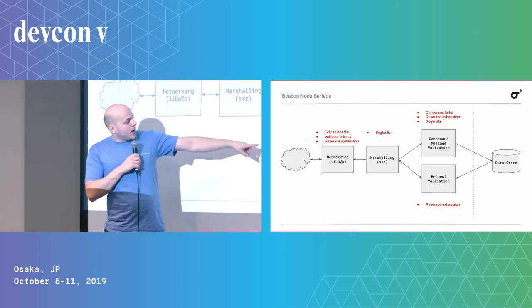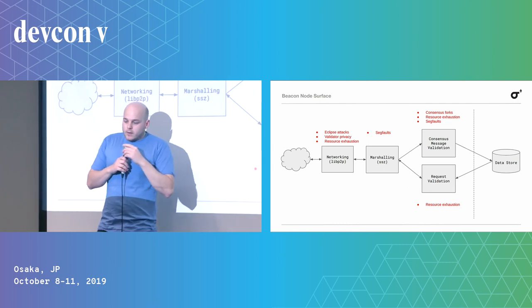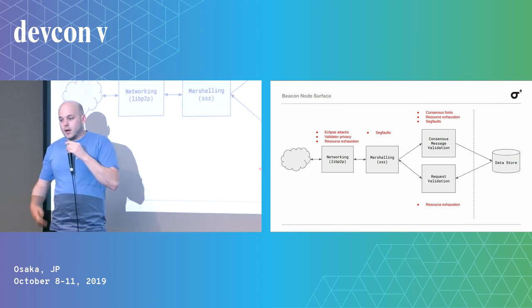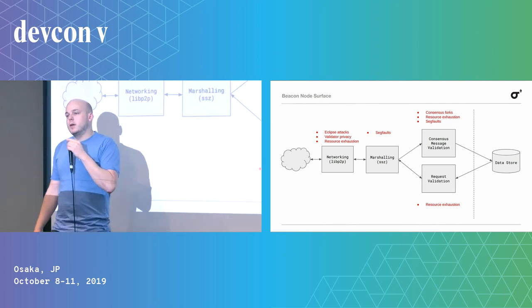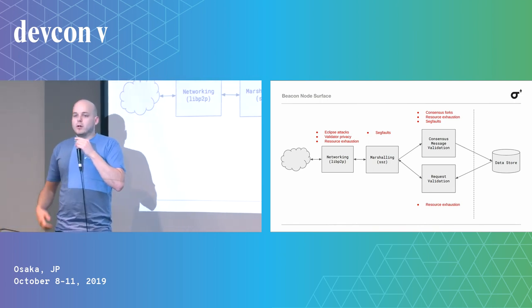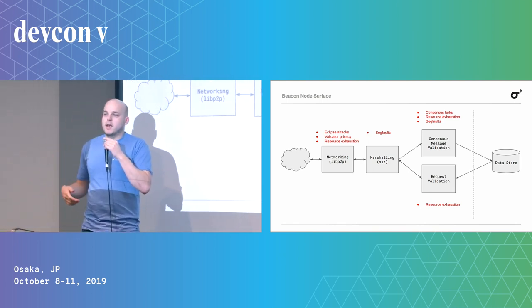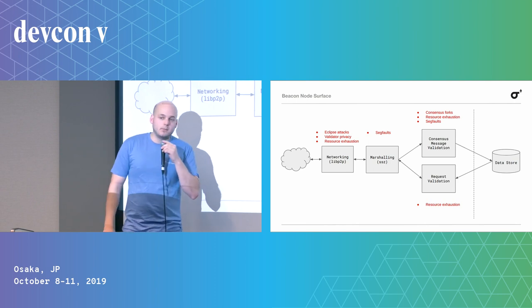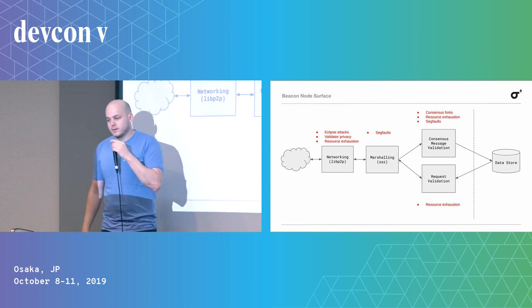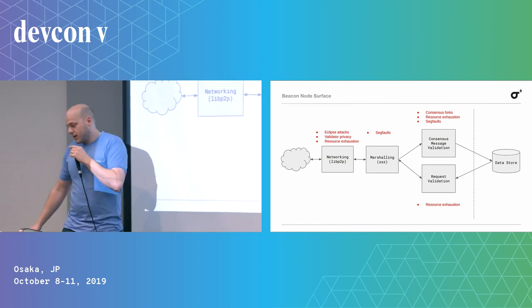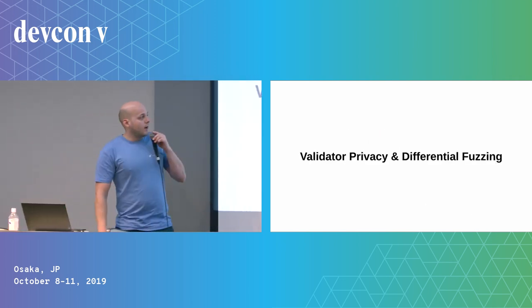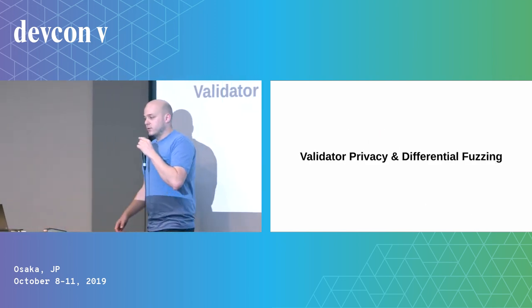And then finally we have the request validation. Ethereum 2 has a new networking protocol. During the design we're being quite cautious to make sure that we don't allow for requests that may take an unreasonable amount of time to respond to or process. This is the end of my slides, and we're going to be hearing from Adrian about validator privacy and differential fuzzing.